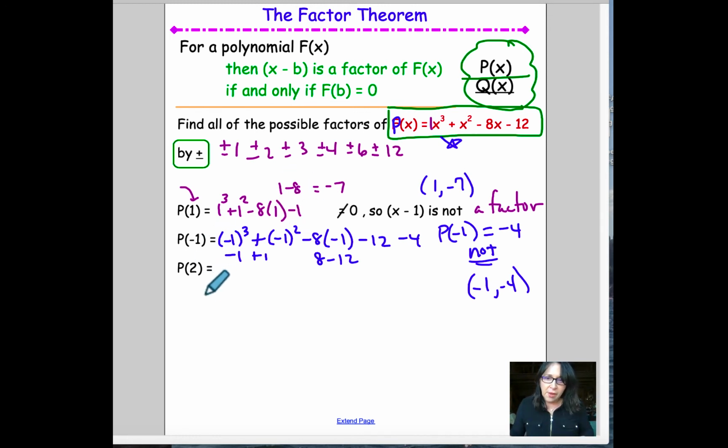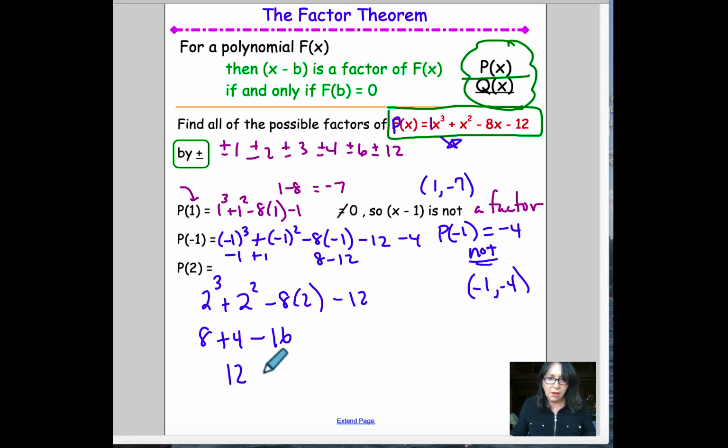So let's try 2. 2 to the 3rd power plus 2 to the 2nd power minus 8 times 2 minus 12. So that's going to be 2 times 2 times 2 is 8, plus 4 minus 16. So that's 12 minus 16, which is negative 4. And negative 4 minus 12 is negative 16. So for me, I don't have any factors so far. None of these were working.